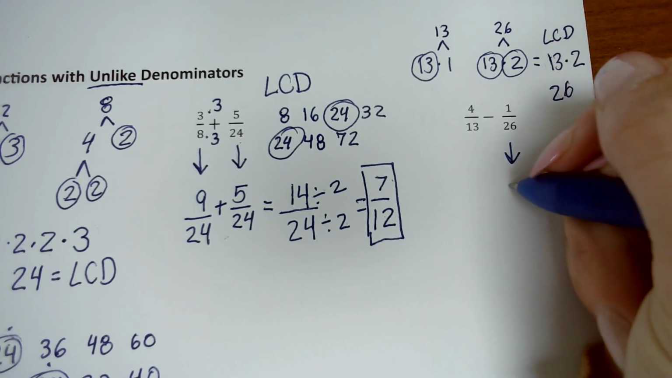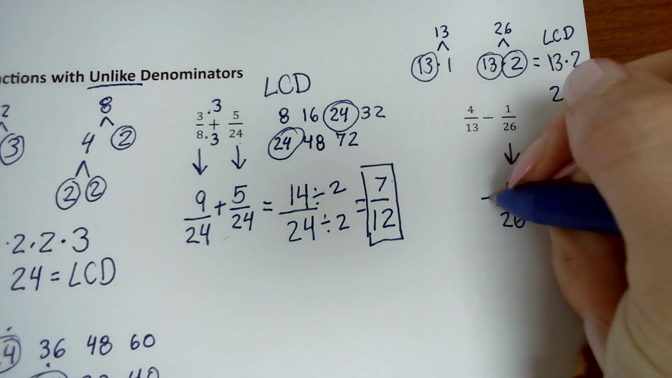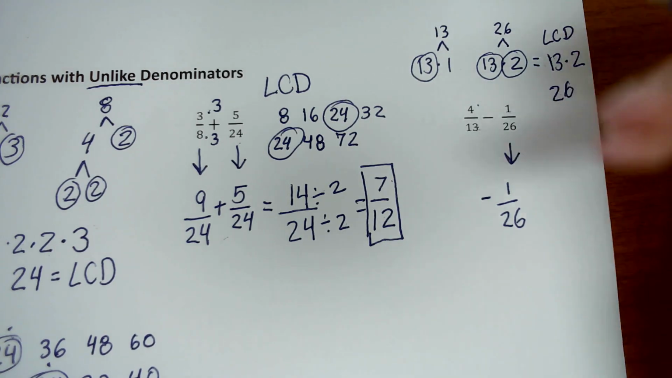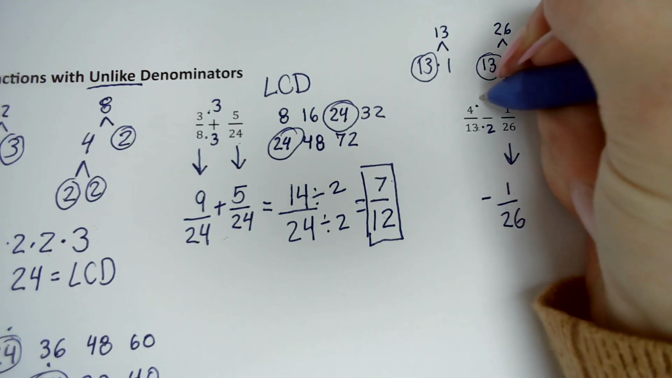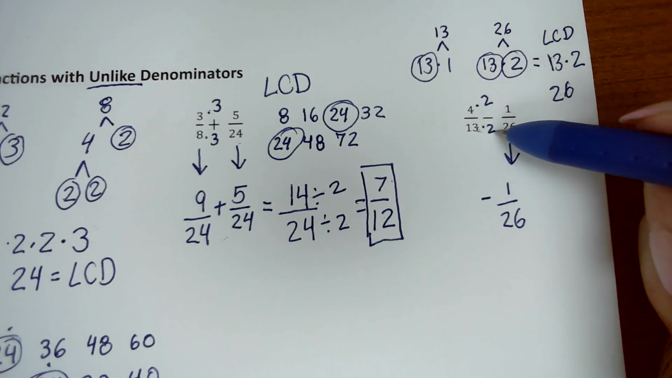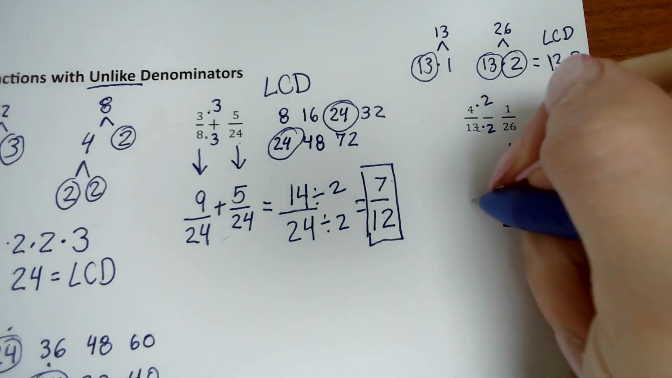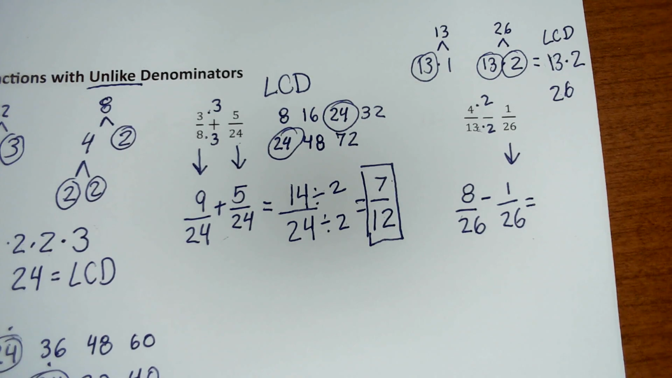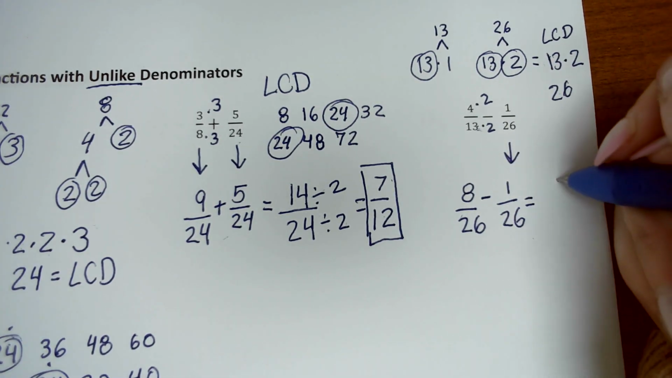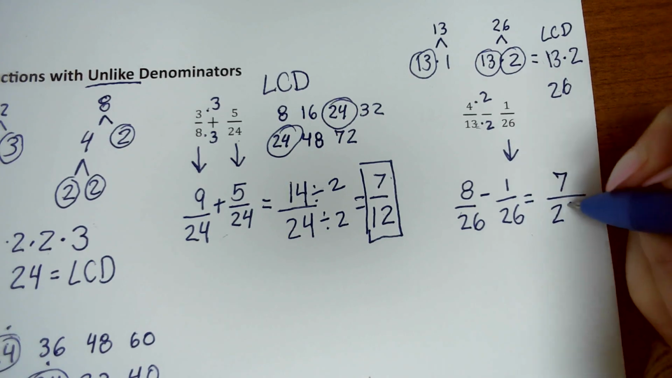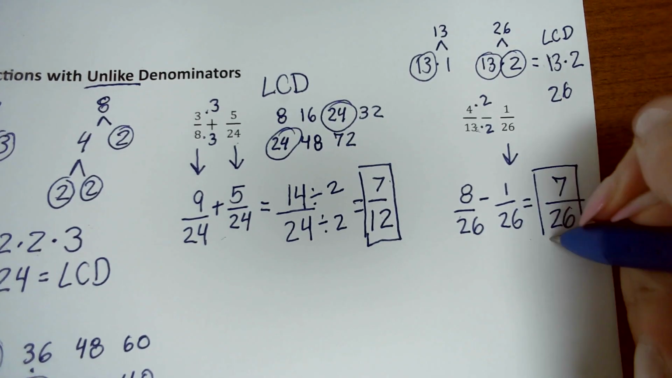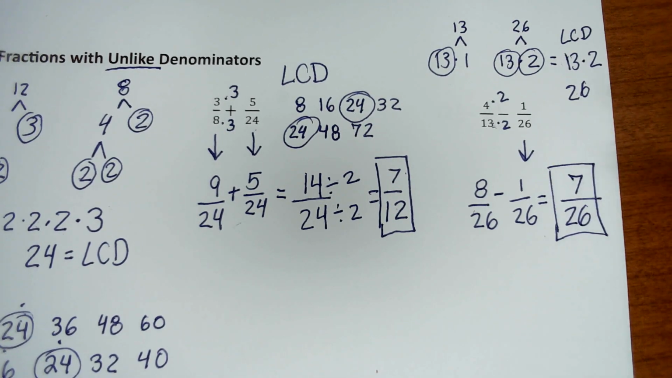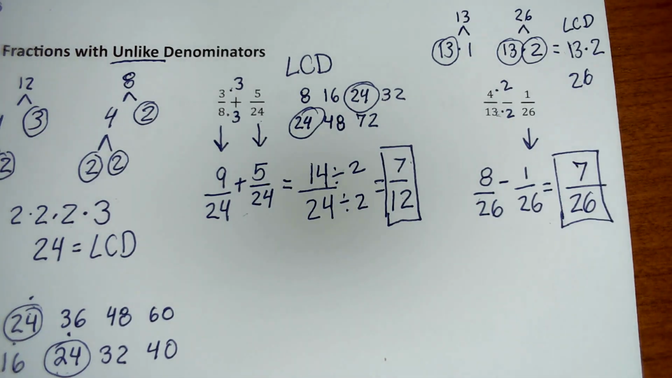So this fraction, that gets to stay the same, 1 over 26. But 4 over 13, we need to change that to have a common denominator, so we're going to multiply it by 2. Now, if we multiply the denominator by 2, we have to multiply the numerator by 2. So that becomes 8 over 26. So then 8 minus 1 is 7, and the 26 stays the same. We do not subtract the bottom, not with adding and subtracting. Now 7 is prime, and 26 cannot be divided by 7, so this is our final answer.